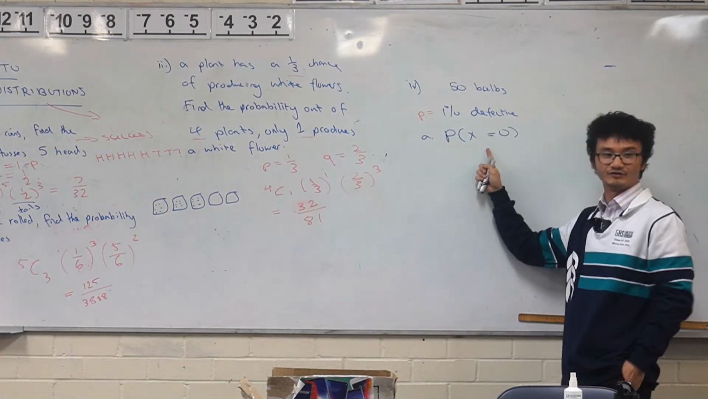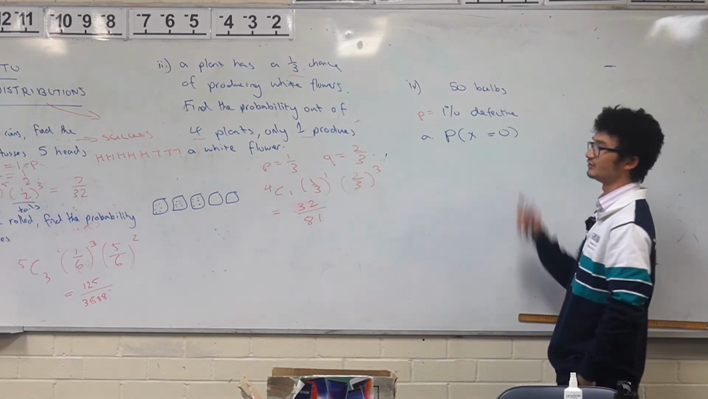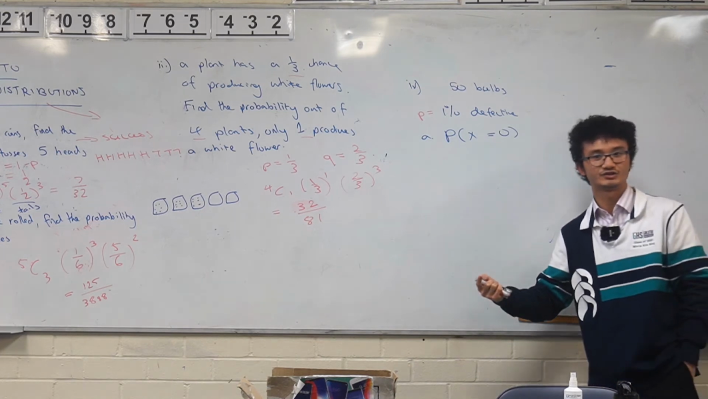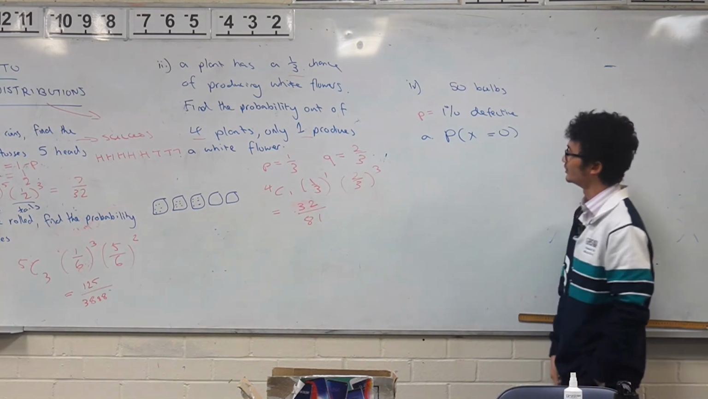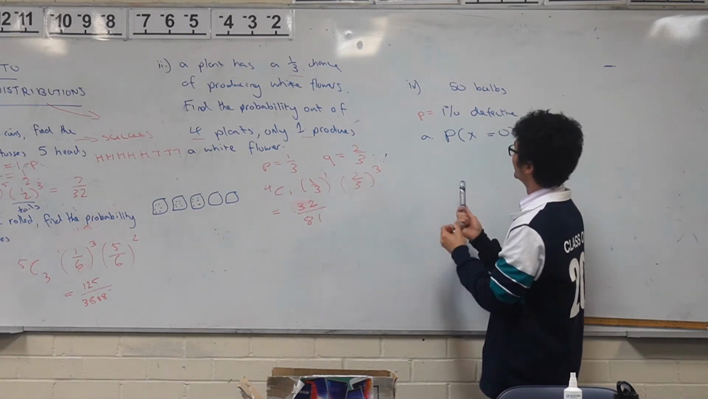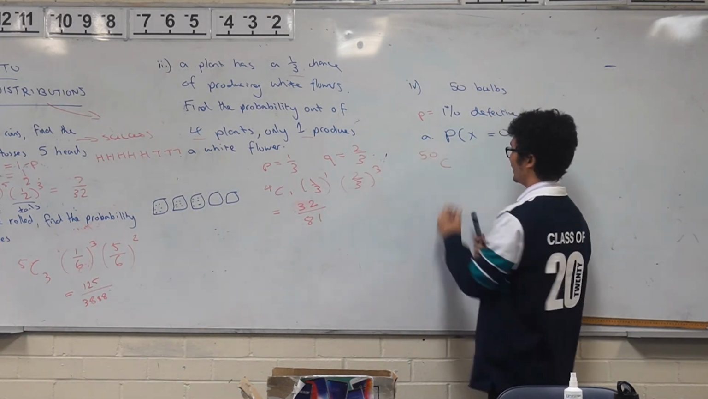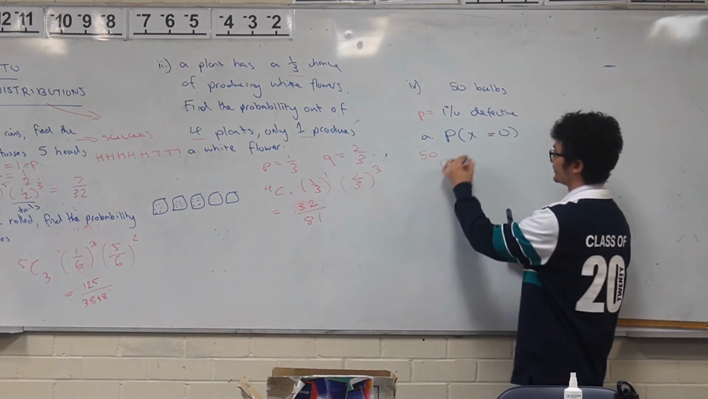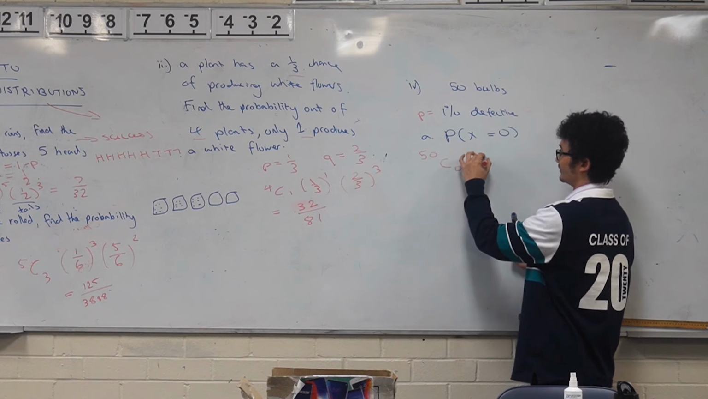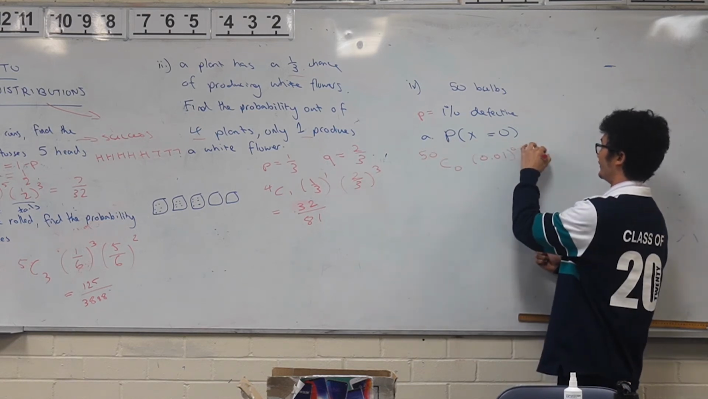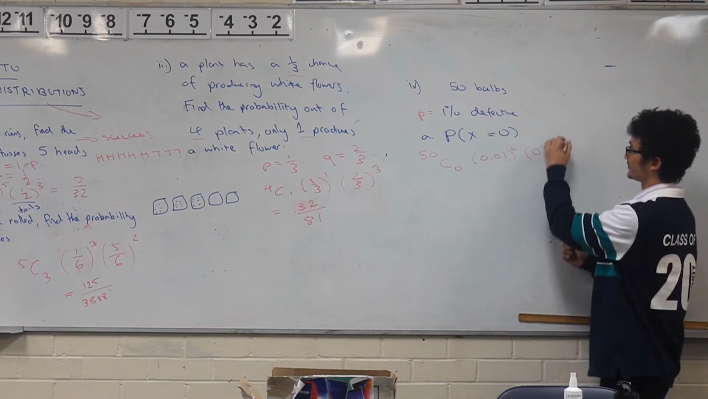But this is how they would write it, because I want, for example, P of X equals zero, I want there to be zero successes. So that's how they might write that question out. How could we do that? Well, this one we can just substitute in, right? We've got 50 of these bulbs, and I want zero of them to be defective, and my chance of something being defective is 0.01 or 1%, and so my chance of failure, 0.99 to the power of 50.